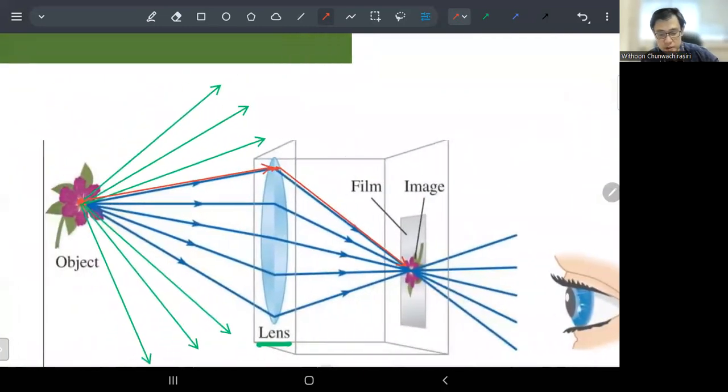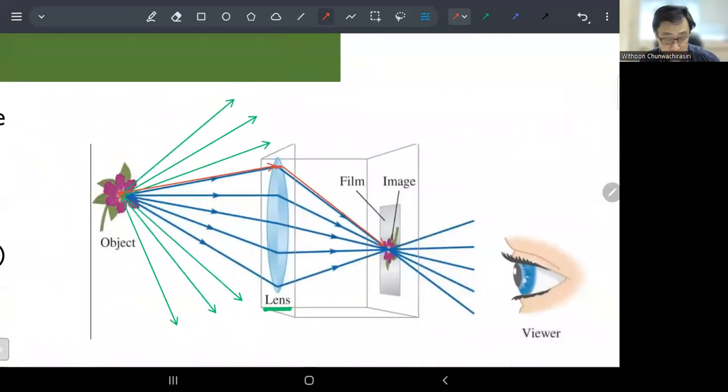Cool. So you see that the overall effect of having the lens in between is that you bend the light. And now you pick another ray. Let's look at the bottom one. Okay, this one hits the lens. It goes through refraction on the left surface and then refraction one more time on the right. And eventually it refracted out in this direction.